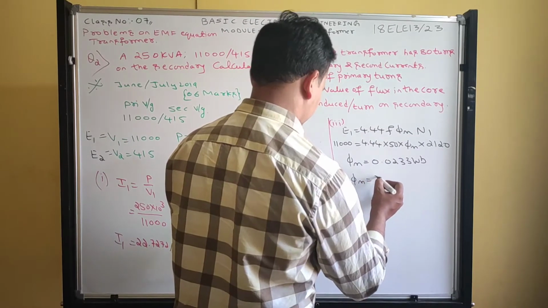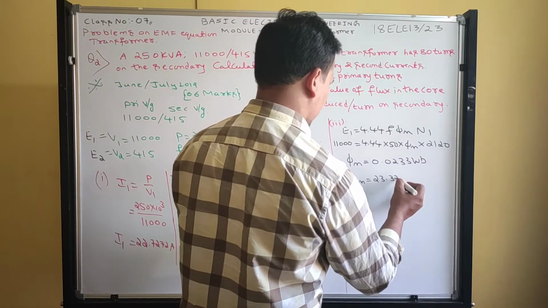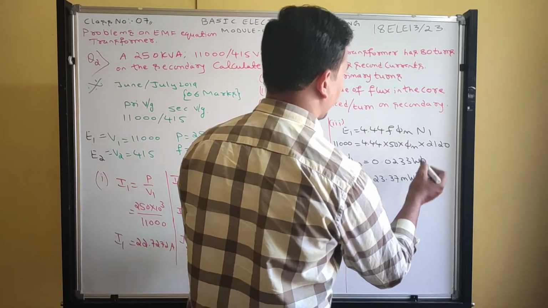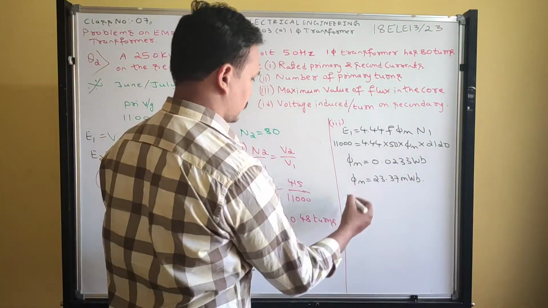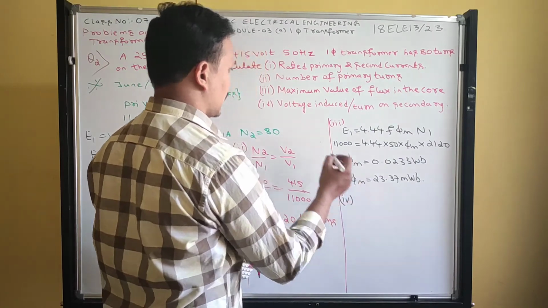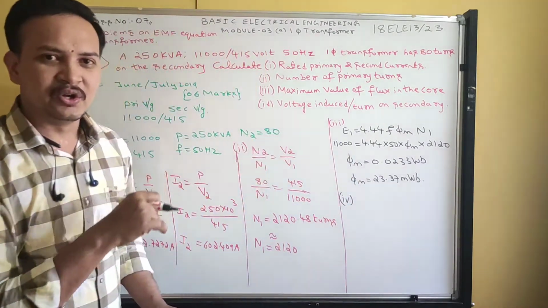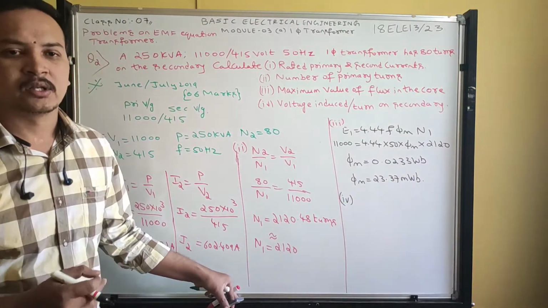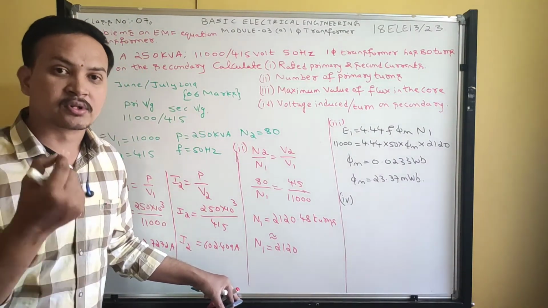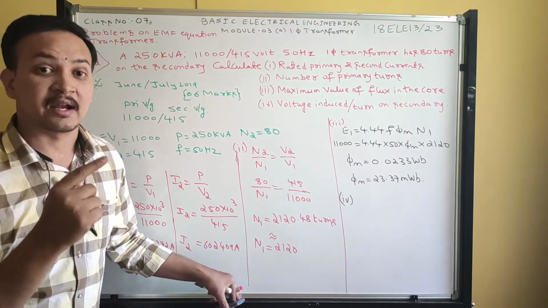Otherwise you can keep it in milliwebers. So the maximum flux will be 23.372 milliweber. Both are correct. So we got the solution for the third question. Next, what is the last question? Voltage induced per turn on secondary. It means how much voltage will be produced for one turn in the secondary.